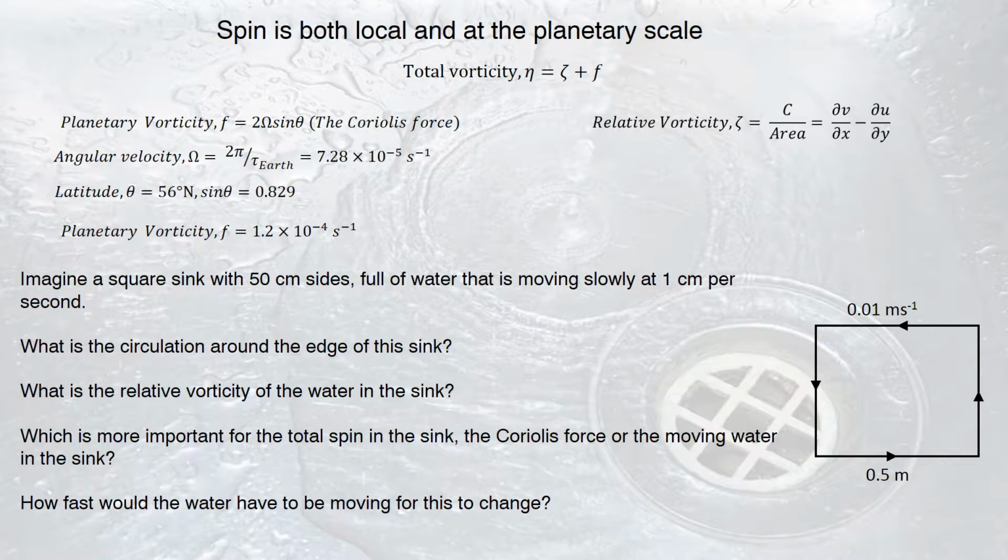So hopefully you can see here that actually the planetary vorticity, so this is the spin due to the rotation of the Earth, is almost 100 times smaller than this.